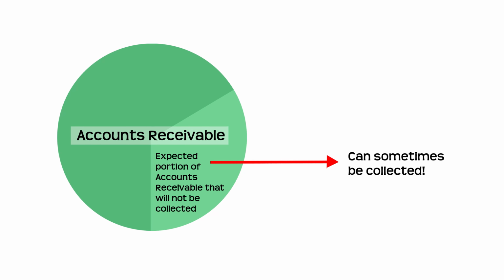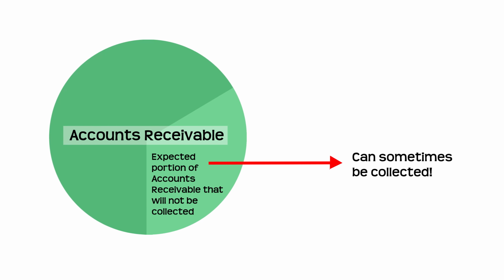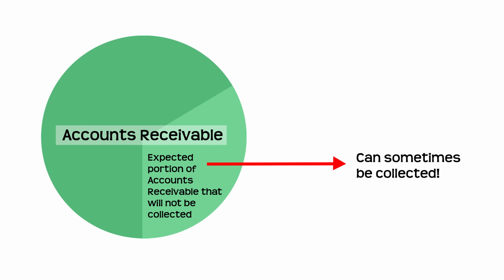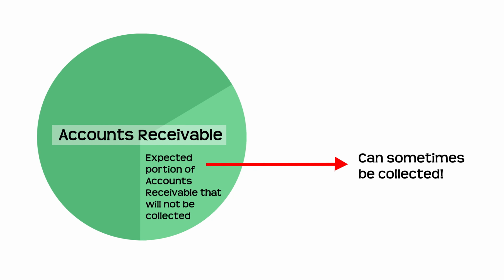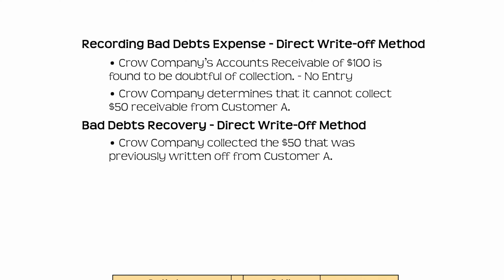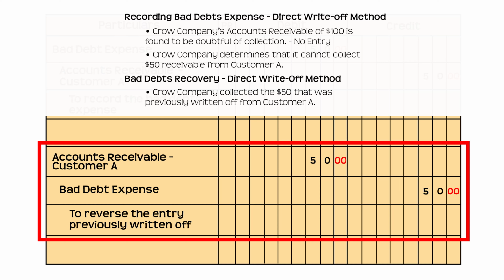Accounts receivable that are written off or considered uncollectible are sometimes collected. This can be due to the collection efforts of the company or the customer voluntarily paying the previously written off debt. Going back to our example, Crow Company collected the amount that was previously written off from customer A. Two journal entries will be made. The first entry will be a debit to accounts receivable, customer A, and a credit to bad debts expense. This is to reverse the entry that was previously made when the receivable was outright written off.